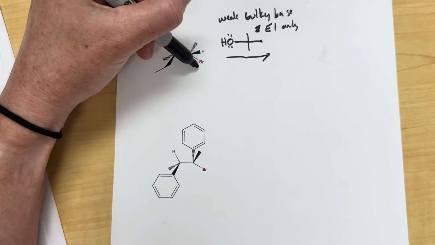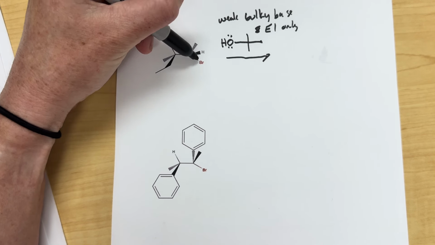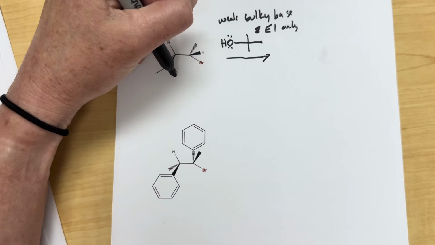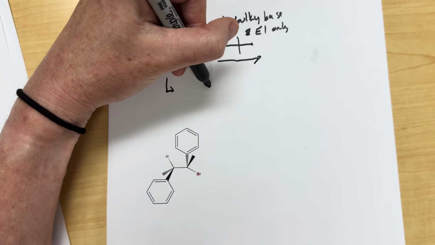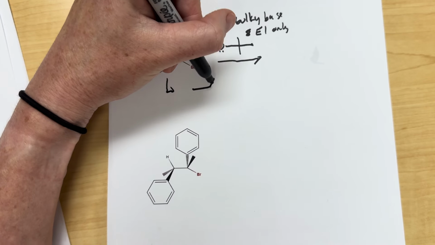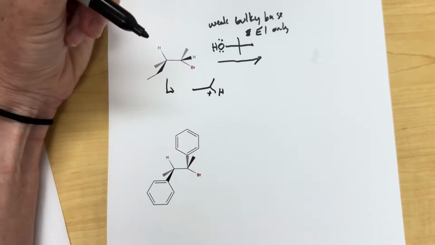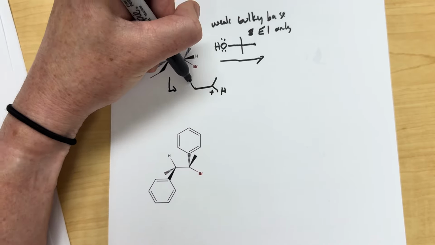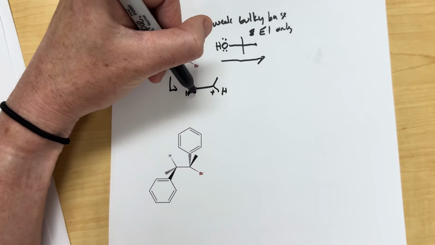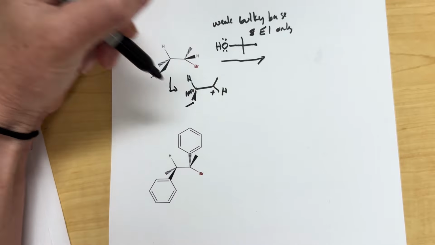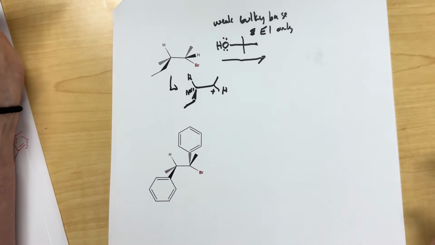When that thing leaves, these things are now in a plane. Okay? So let me show you kind of what that looks like. You have a methyl group, and you have a hydrogen, and you have a positive charge. And this hydrogen, and this thing, and this ethyl group are still on their wedges and dashes. Okay?